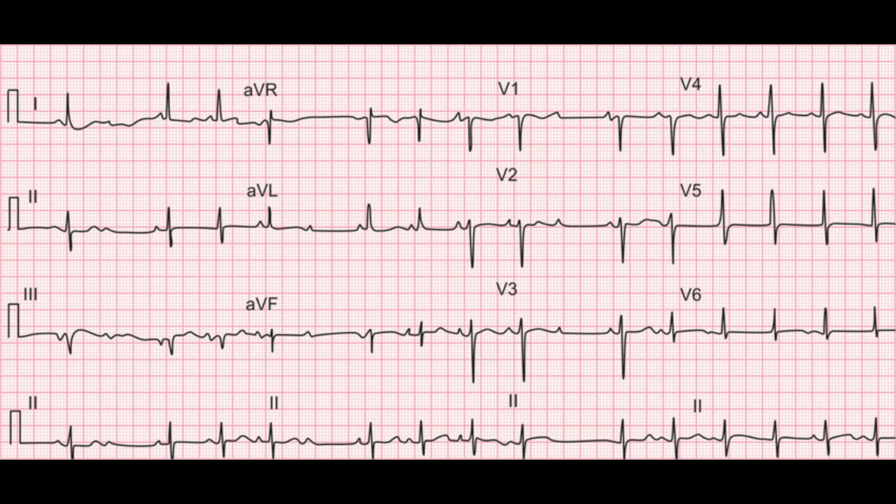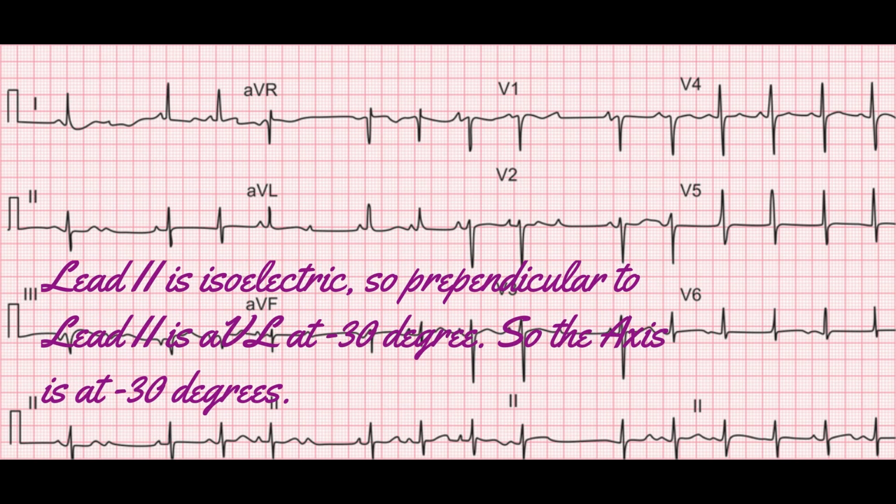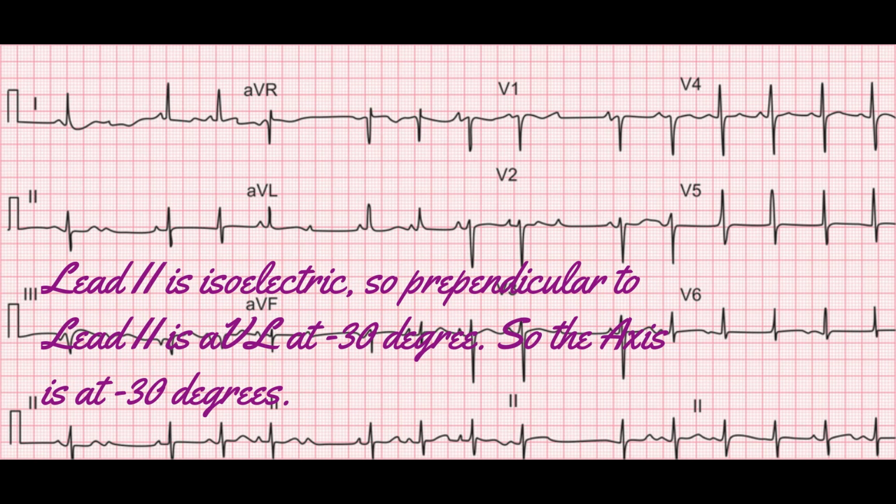And axis also you can check. Then you look at the axis. Axis is, you have to look at the most isoelectric complex, and perpendicular to that will be the axis. In this ECG, lead 2 is the most isoelectric complex. So perpendicular to that will be the axis. So perpendicular to lead 2 is minus 30 degrees where AVL is placed. So axis is at minus 30 degrees.